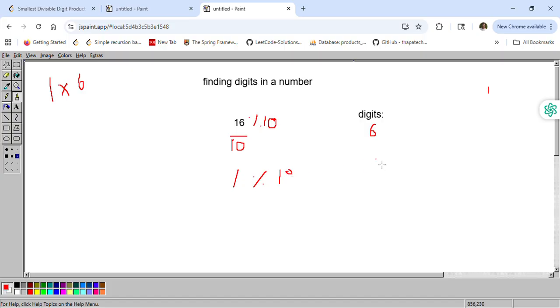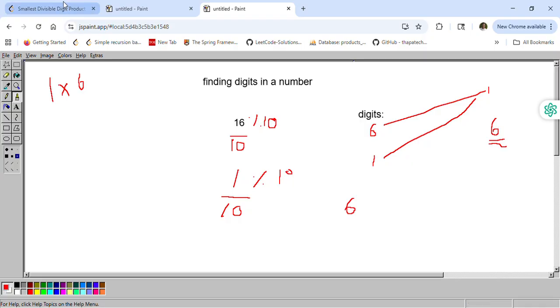This is another digit that you found, and 1 divided by 10 gives less than 1, so we stop here. You find two digits, and you multiply 6 by 1, which gives you 6. This is the way you can find the digits product of the given number, by using the mod 10 logic. Then you take this product 6 and compare it.